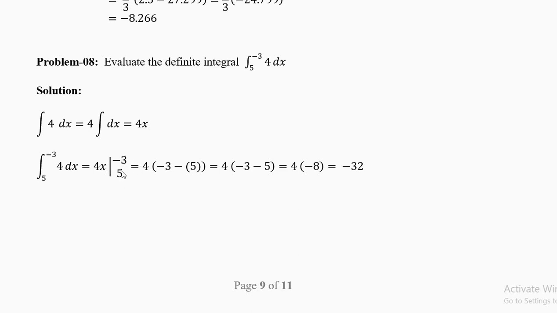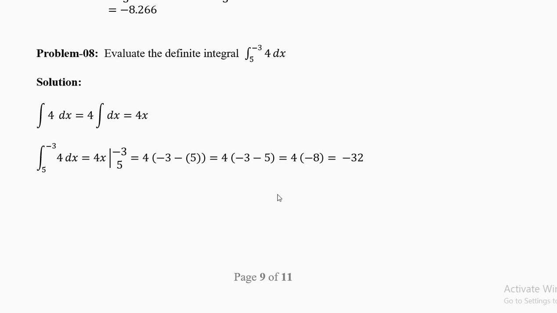Now, this is up. This is down. So, up comes first. Down comes second. Minus 3 minus 5. Minus 3 minus 5 is minus 8. 4 into minus 8 is minus 32. If by mistake you write plus 32, it is wrong. The answer is minus 32. Do not alter the limits.